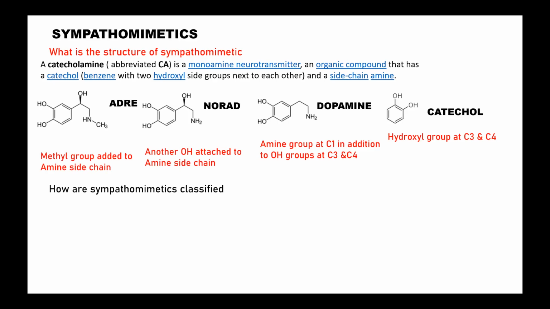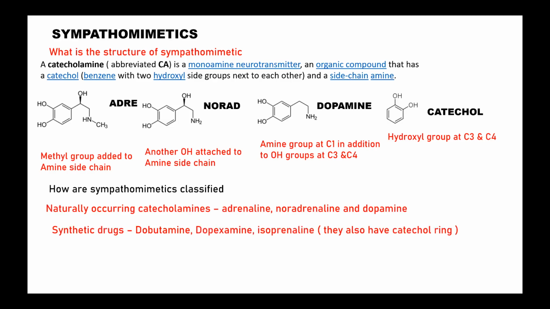How are sympathomimetics classified? Naturally occurring, like adrenaline, noradrenaline and dopamine; synthetic drugs like dobutamine, dopexamine, isoprenaline. They also have a catechol ring. Other inotropic agents: aminophylline, milrinone, levosimendan, calcium, and thyroxine.